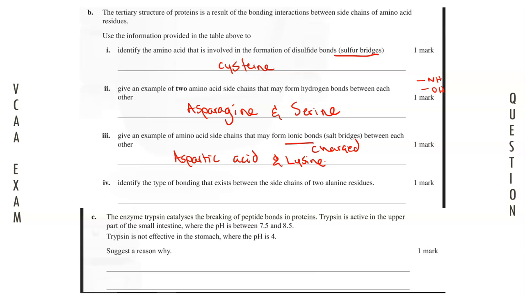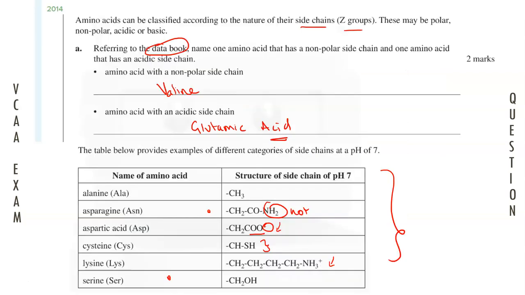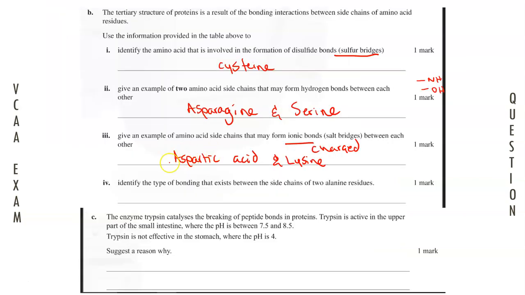Identify the type of bonding that exists between side chains of two alanine residues. We go check. Alanine has a side chain of CH3, which means it is non-polar, so this will be dispersion forces only.